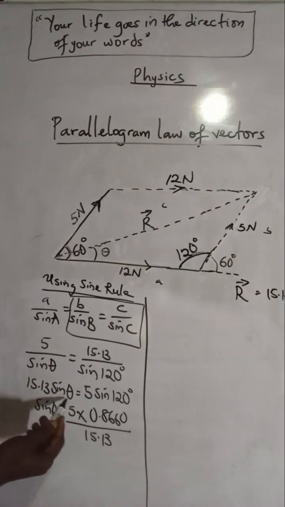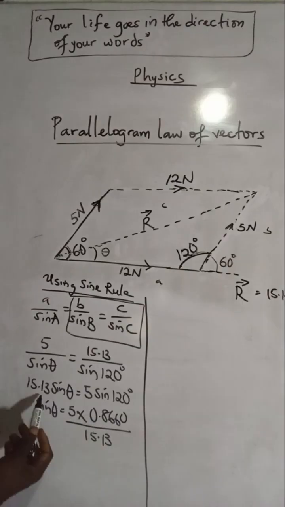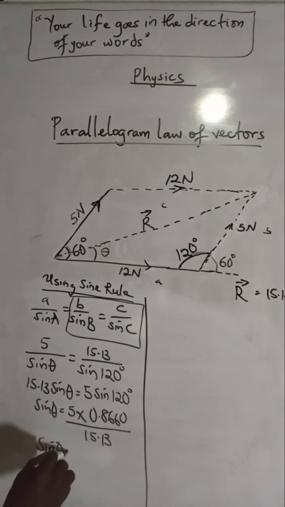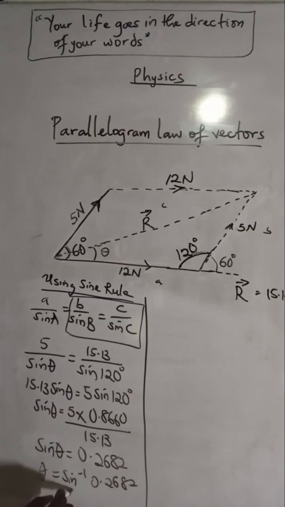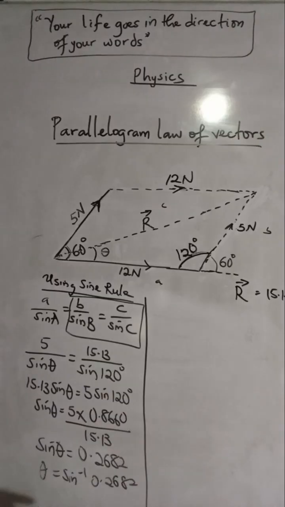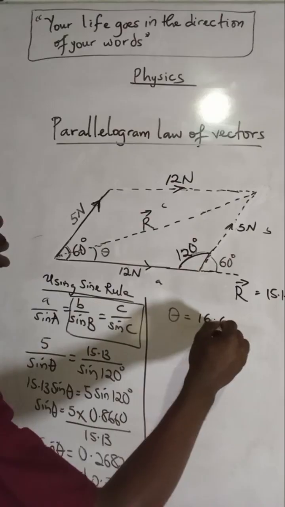We divide both sides by the coefficient of sine theta, which is 15.13. So sine theta will be 5 multiplied by the value of sine 120 divided by 15.13. From here, if you do the multiplication and division correctly, you have sine theta equals 0.2682. Right? So theta will be sine inverse, arcsine of 0.2682, which will give us 16.63. Do this in calculator and you're going to get 16.63. So theta equals 16.63 degree.